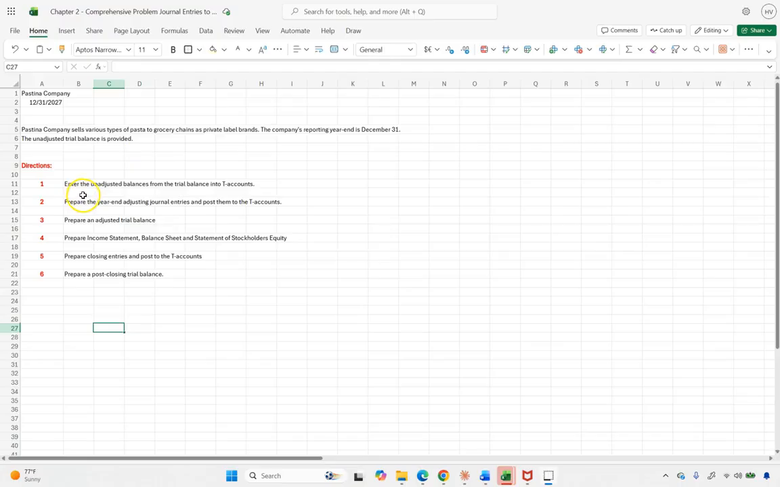Starting with number 1 is enter the unadjusted balances from the trial balance into T accounts. And then we're going to prepare the year-end adjusting journal entries and post those into the T accounts, which will allow us to prepare an adjusted trial balance. From there, we'll be able to prepare 3 financial statements: the income statement, balance sheet, and statement of stockholders' equity. And then we're going to close those entries, post the closing entries to T accounts, and then we can prepare a post-closing trial balance.